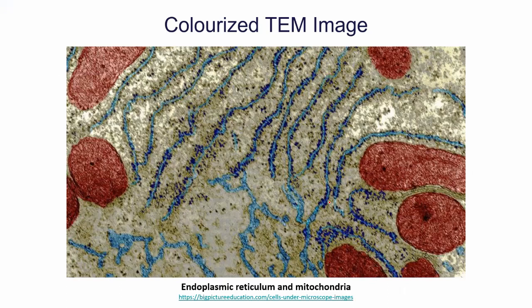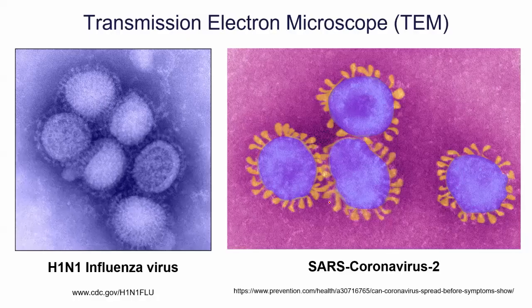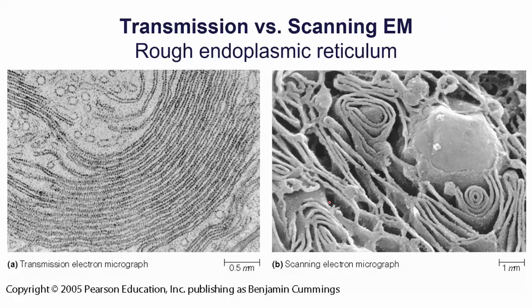Here's some more colorized. You can see some organelles. We can see the red things are mitochondria. The endoplasmic reticulum is the blue stripy things, and all those dark spots are the ribosomes. And of course, we can see viruses. So on the left, we've got the pandemic from 10 years ago, the H1N1 pandemic virus. And on the right, we have the coronavirus pandemic virus. So you can see a lot of detail on them, the spike proteins and all those kind of things. So there's just a comparison: transmission electron micrograph, scanning electron micrograph. You can see both looking at the endoplasmic reticulum, but different kinds of detail.